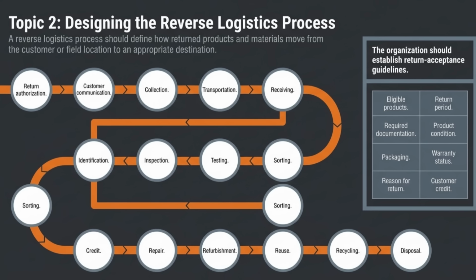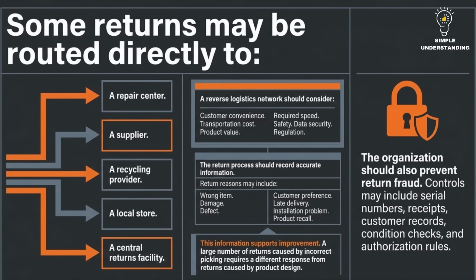The guidelines may define eligible products, return period, required documentation, product condition, packaging, warranty status, reason for return, customer credit. Some returns may be routed directly to a repair center, a supplier, a recycling provider, a local store, a central returns facility. A reverse logistics network should consider customer convenience, transportation cost, product value, required speed, safety, data security, and regulation. The return process should record accurate information.